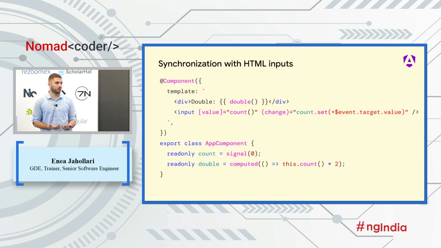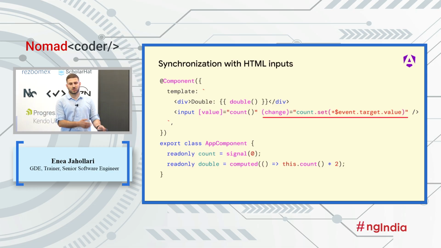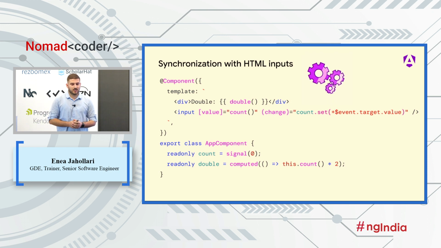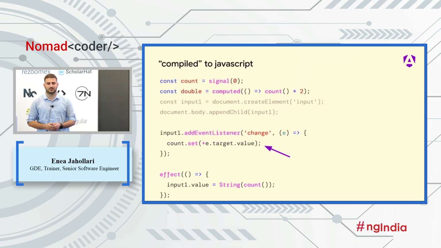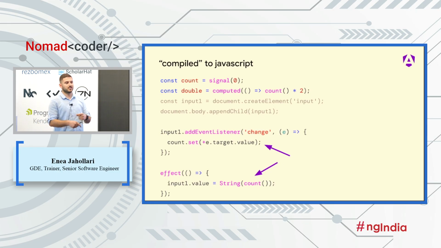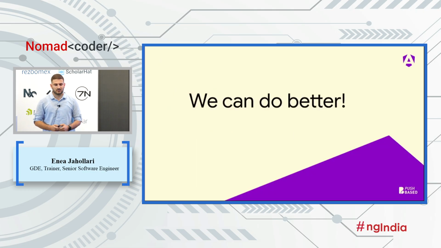Let's say we have HTML inputs, where we have an input with a value that uses the count signal, of course, and we read it on the template. And then, of course, we say, on change of this input, please set the count to this event target value. Let's compile it again to see what happens. Well, we just add an event listener with a change, and of course count.set with the event target value. But don't forget, we still have that effect. So every time that count changes, we also update the input value. So it's like synchronizing. And of course, we can do better.